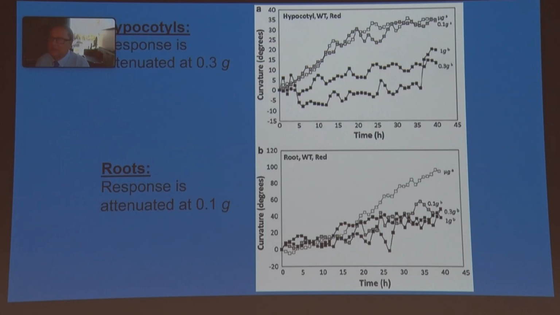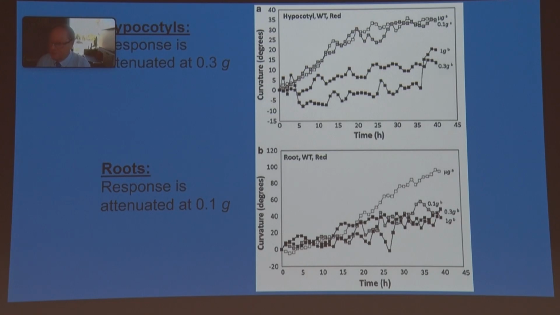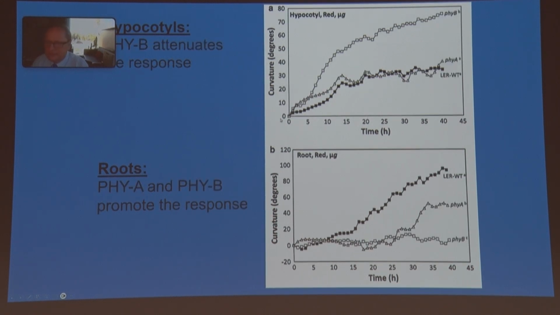For the stem-like hypocotyls, the story is a little bit different. There, we have the red light response at microgravity. We don't have it at 1G or at 0.3G. And 0.1G, which is close to the Moon level, is actually like the microgravity. And these results are very interesting.